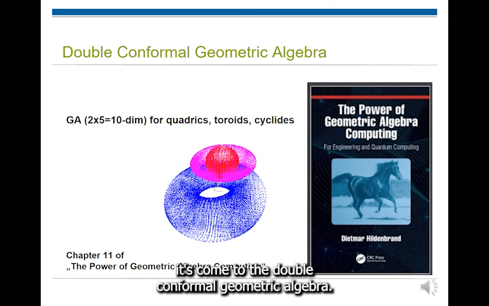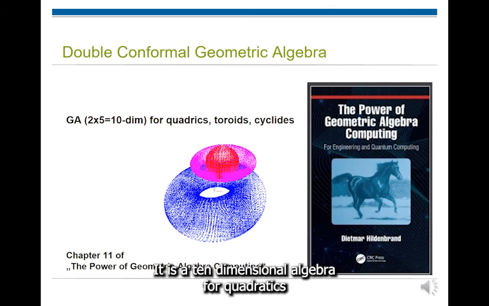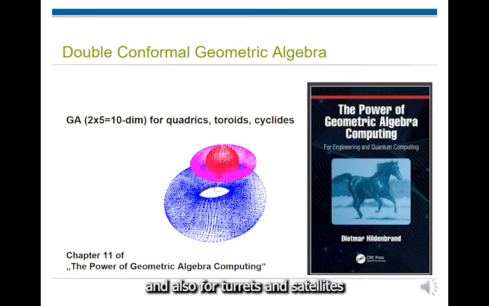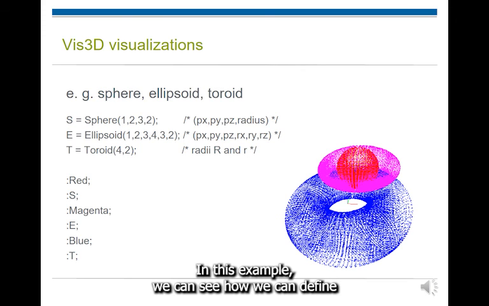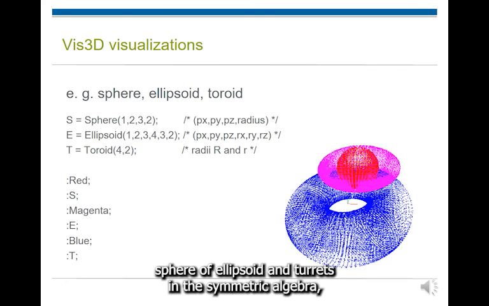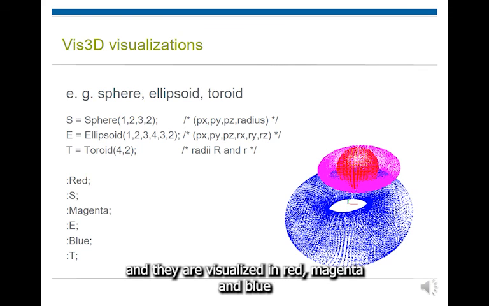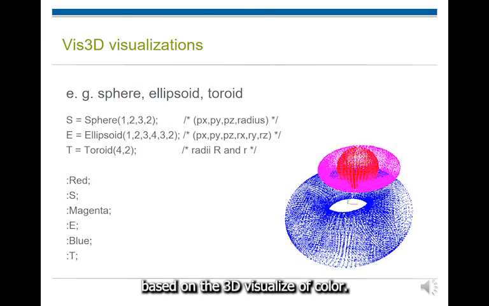Let's come to the double conformal geometric algebra. It is a 10-dimensional algebra for quadrics and also for toroids and cycloids, and it is described in chapter 11 of my book, The Power of Geometric Algebra Computing. In this example, we can see how we can define spheres, ellipsoids, and toroids in this geometric algebra, and they are visualized in red, magenta, and blue based on the 3D visualizer of Gallop.